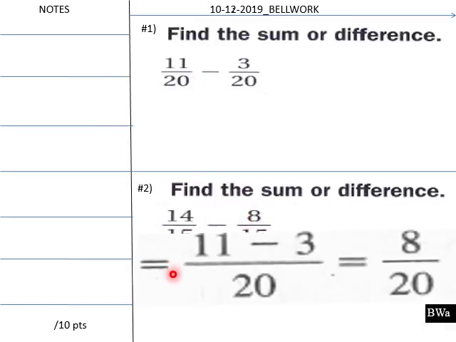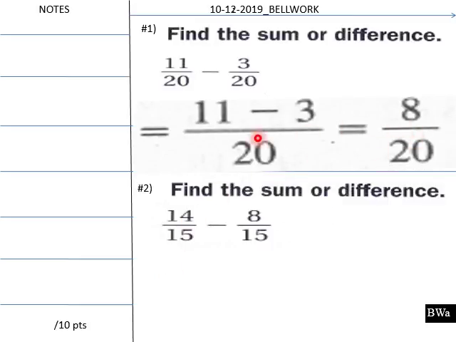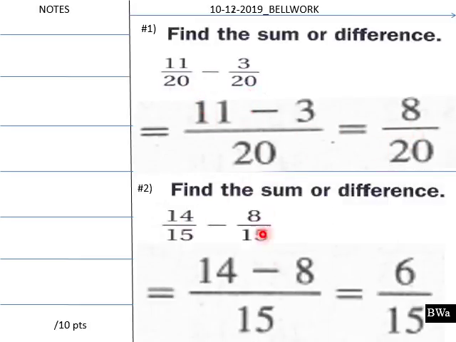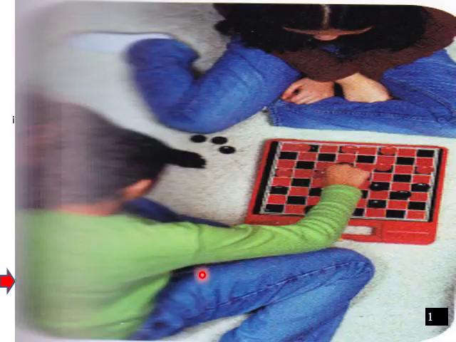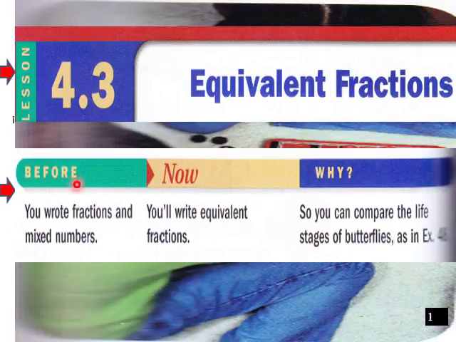Okay, welcome back for our solutions. 8 over 20 for number 1, and then number 2 would be 6 over 15. Are these in simplest terms? I don't think so. Okay, into our lesson 4.3, equivalent fractions.